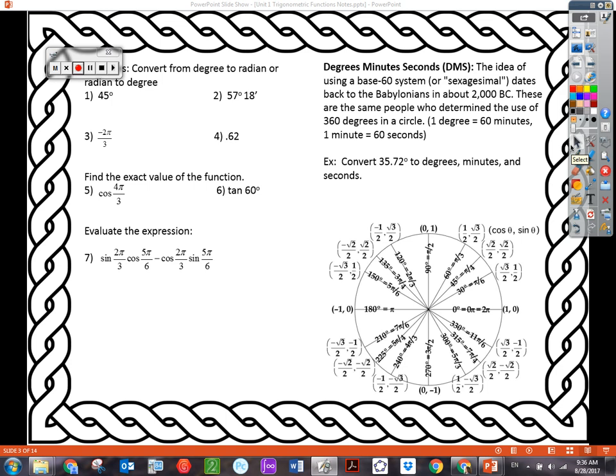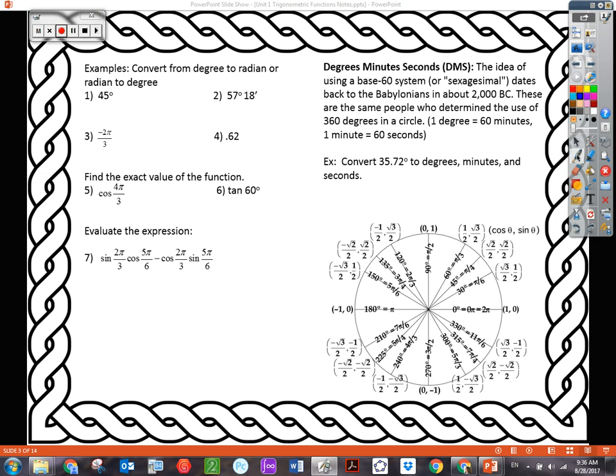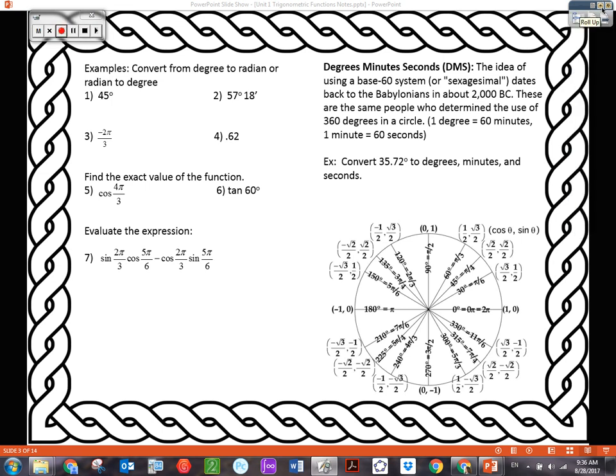The first thing we're going to do is convert from degrees to radians or radians to degrees, depending on which way we're going. Really important is this little degree symbol. If you don't put it there, then you're giving me an answer in radians. So it's critical that you have the degree symbol there. If you just write 45, then you're telling me you have 45 radians. Without the degree symbol, it's a radian.